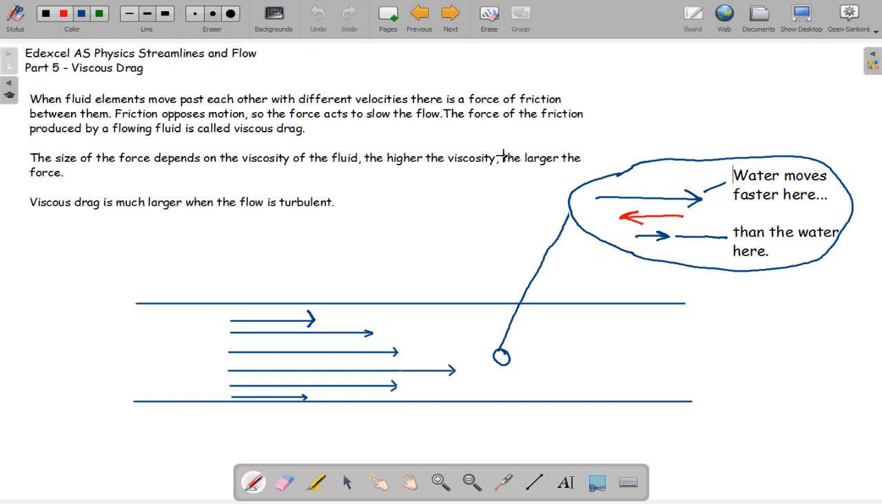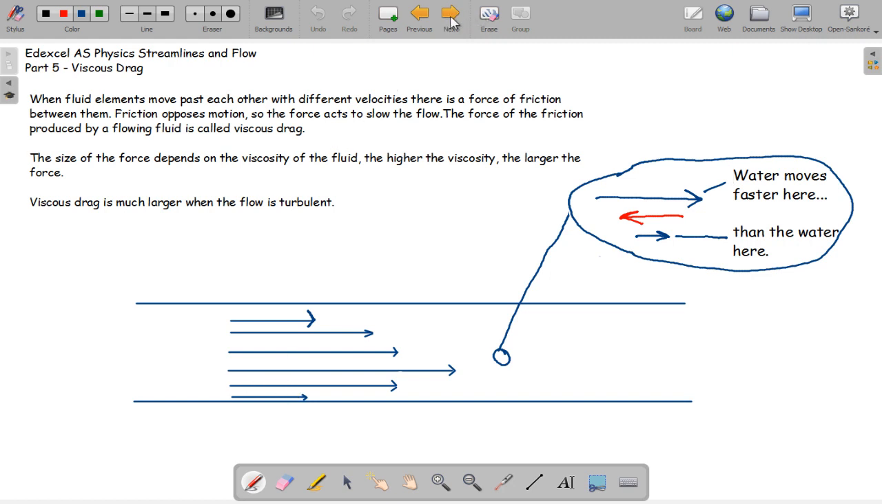So water moves faster when represented by the blue arrow here, but a lower velocity is the red arrow, and the water here has a smaller velocity because the arrow is smaller. That's what I've also tried to do a bit down here. So this set of water particles is moving faster than this one, this one, this one, this one, and this one being the slowest.